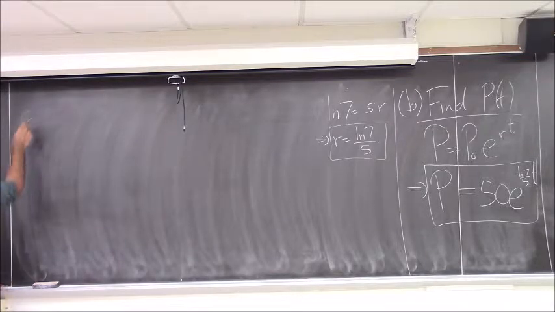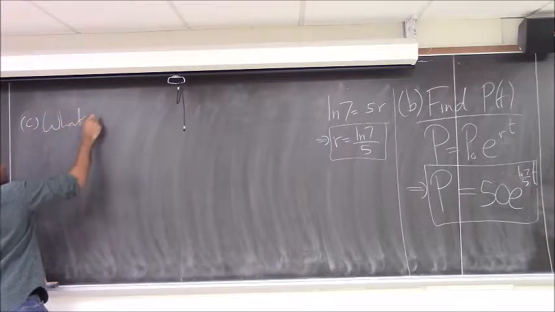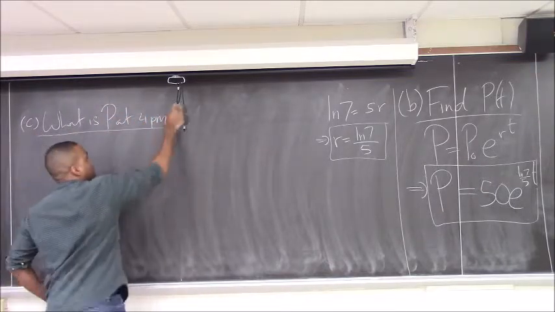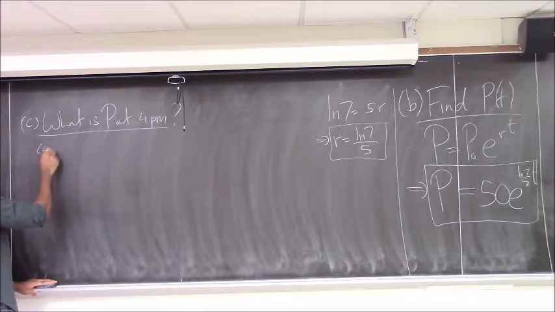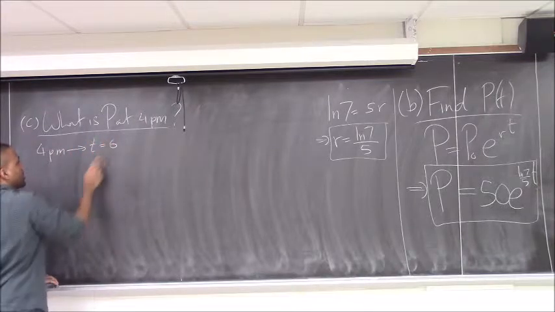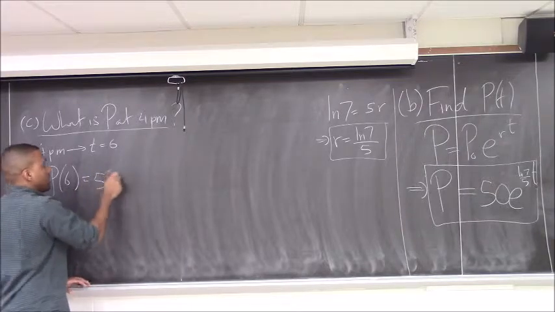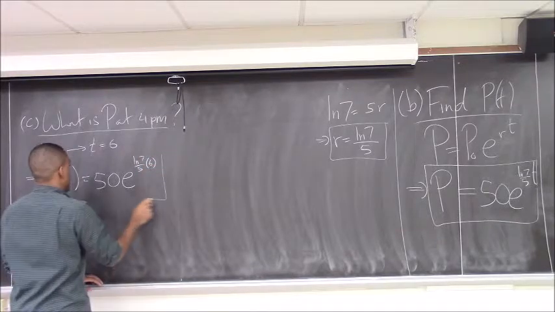C, what is the size of the population at 4 p.m.? In other words, this is asking, what is P at 4 p.m.? How do you do that? Can't you just plug in 6 at T? Yeah, 4 p.m. means T equals 6. This just means P of 6. So it's 50 e to the ln of 7 over 5 times 6. And that's the answer.